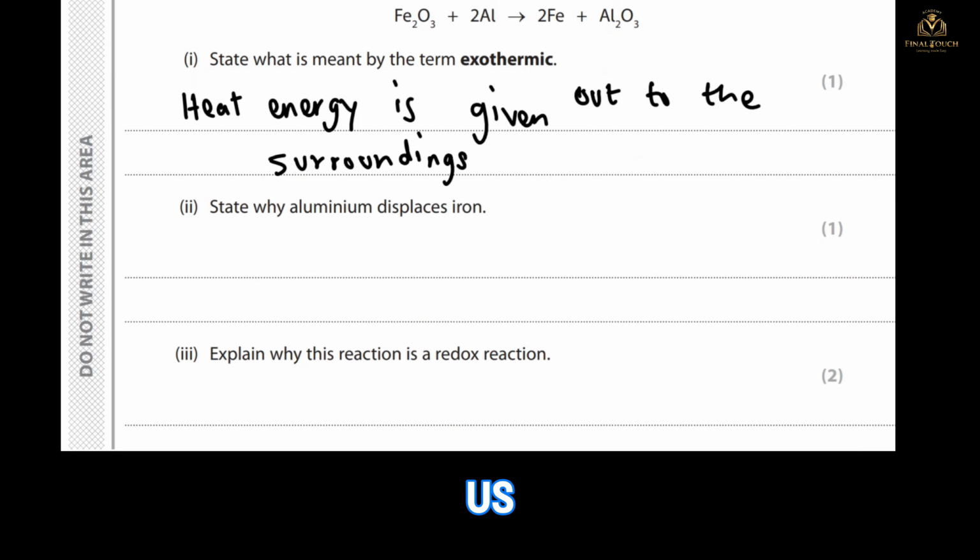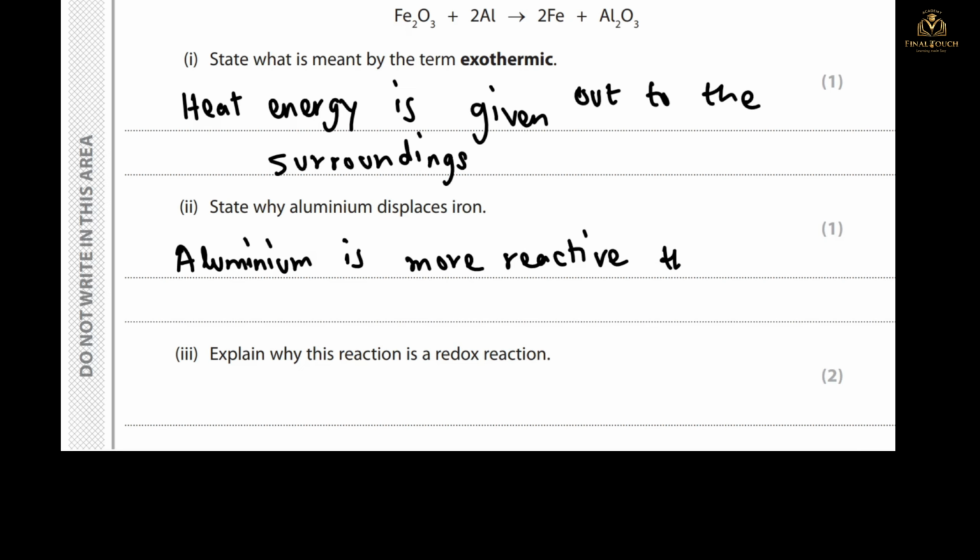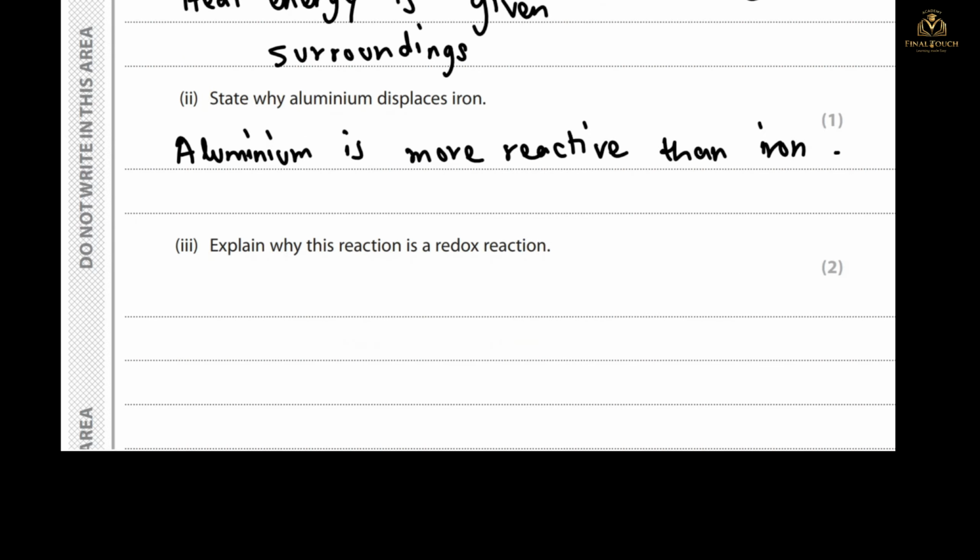Part 2 tells us to state why aluminium displaces iron, because aluminium is more reactive than iron. So this is a simple reactivity series based question.